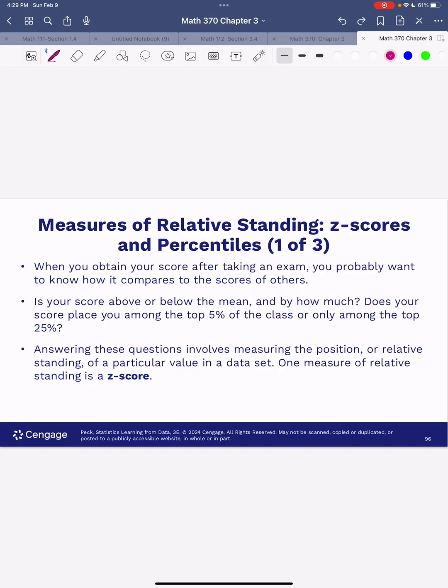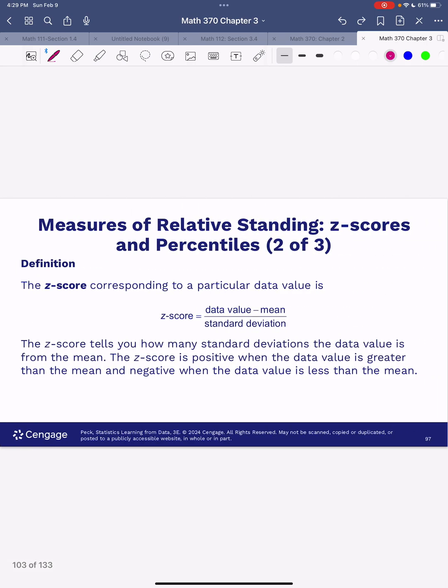We're going to take a look at how we can measure the relative standing of a particular data value in our data set. That's what a z-score is. It's calculated by taking whatever data value you're looking at in the data set, subtracting the mean, and dividing by the standard deviation. So it tells us how many standard deviations this data value of interest is from the mean.